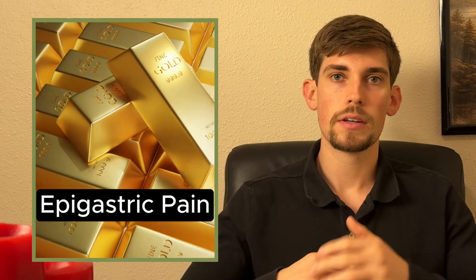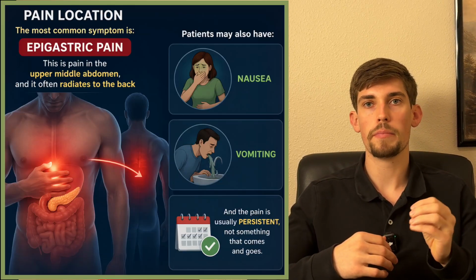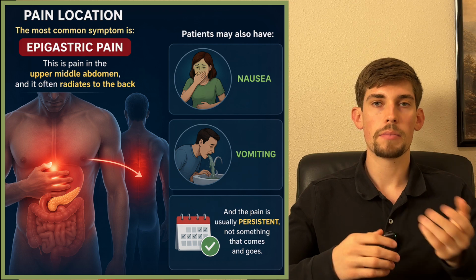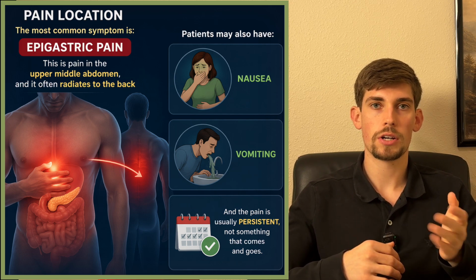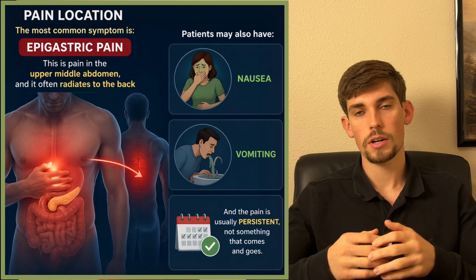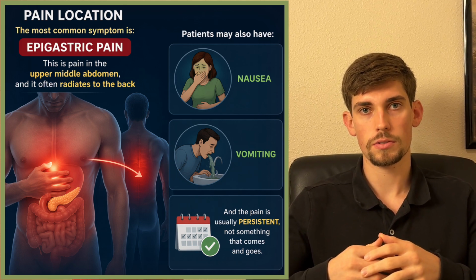This is the exam gold. The most common symptom is epigastric pain. This is pain in the upper middle abdomen, and it often radiates to the back. Patients may also have nausea, vomiting, and the pain is usually persistent, not something that comes and goes.